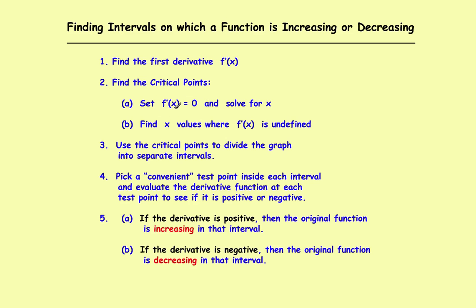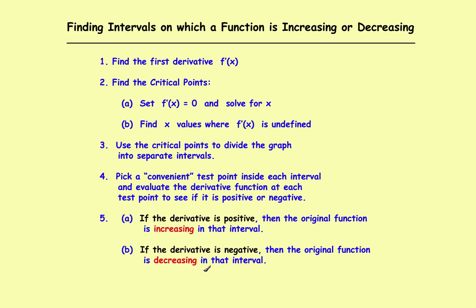Once we set the first derivative equal to 0 and solve for x, that'll give us the critical points, and we'll use that to divide the graph up into separate intervals. Then to find out what's going on in each interval, we'll pick a test point, and I want to emphasize a convenient test point inside the interval, evaluate the derivative to see if it's positive or negative. If the derivative is positive, then that means that the original function must be increasing in that interval. If the derivative is negative, then the original function has to be decreasing in that interval.